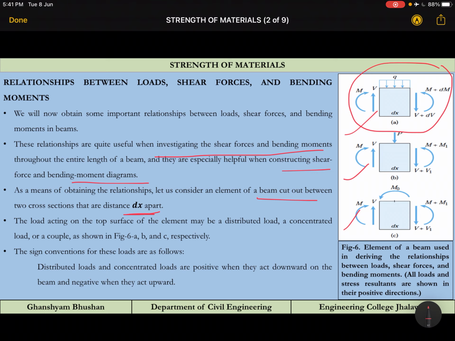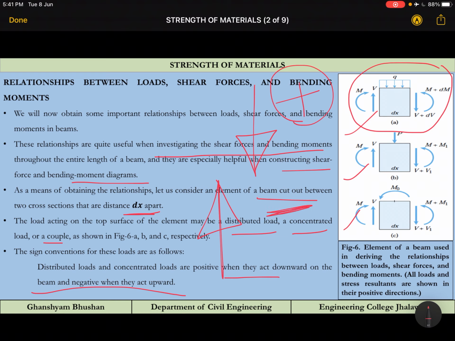The load acting on the top surface of the element may be a distributed load. So the load can be distributed, concentrated, or a couple. So any of the three can be possible. Now the sign convention for these loads is: distributed loads and concentrated loads are positive when they act downward on the beam. Okay, so if the direction is downward, then it is positive, and if it is upward, then it will be negative. Okay, so this is the sign convention for distributed load.